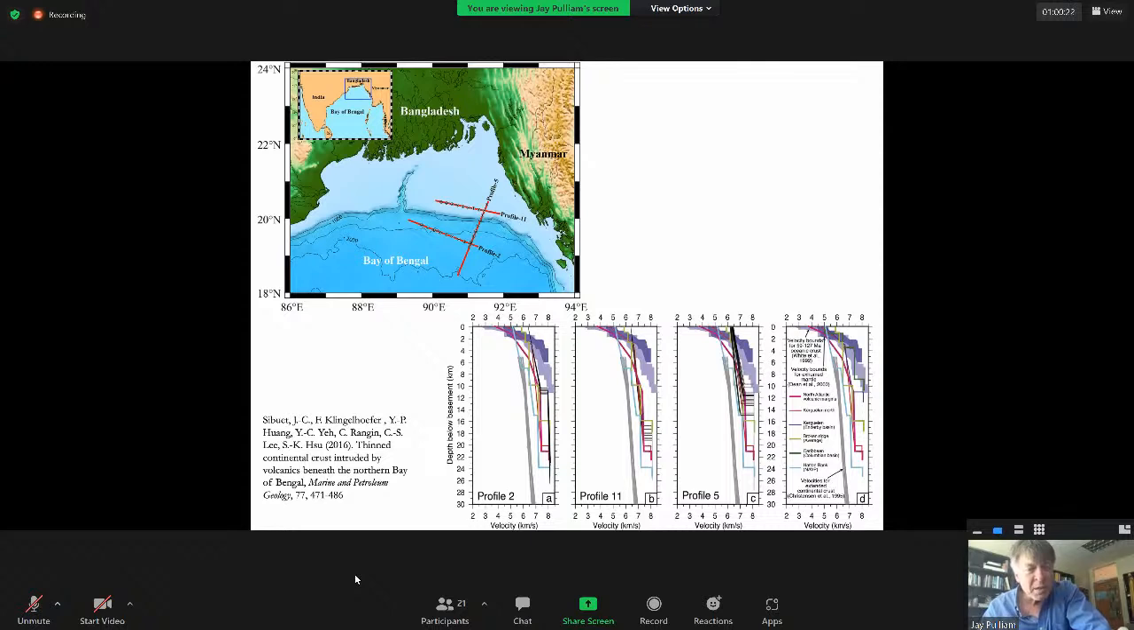Okay, so the argument Sibue et al. used was that if you plot the velocities of oceanic crust versus continental crust, even stretched continental crust, you find, or at least they claimed, that their observations were closer to continental crust.